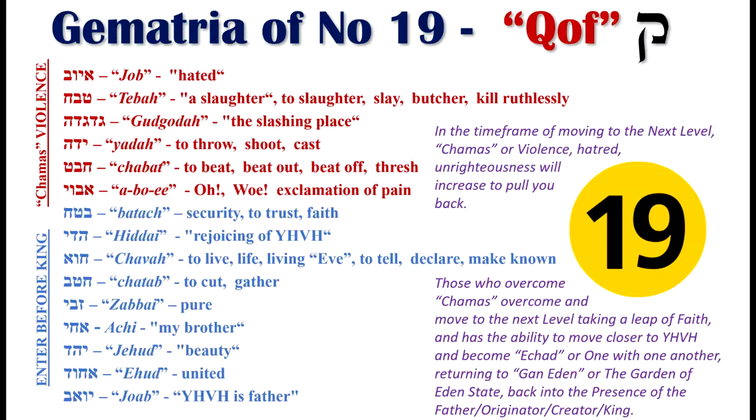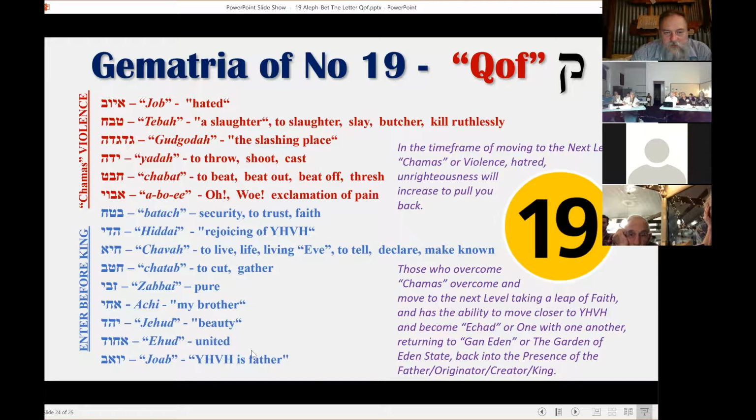Together has to do with the second last one, which is Ehud, that is united, which is similar to Echad, which means unity. And what I said in the beginning, world of duality, world of unity. So we see that the entering before the king has to do with being unified, and the Hamas is to be separated. Then Achi, that means my brother. Yehud, that means beauty, and that's also to do with Esther preparing. Ehud, united or unity. And Joab, that means Hashem is his father. So all of this has to do with entering before the king, and the others has to do with the separation, which has to do with Hamas. And it's all related to Kuf and the things we looked at.